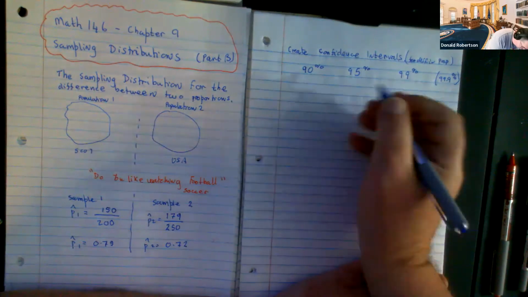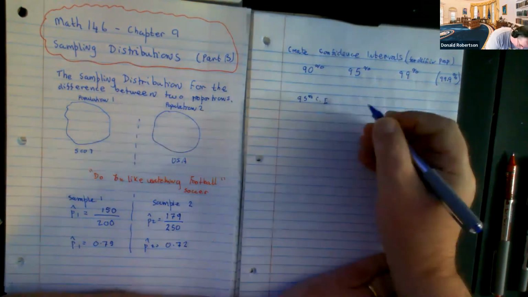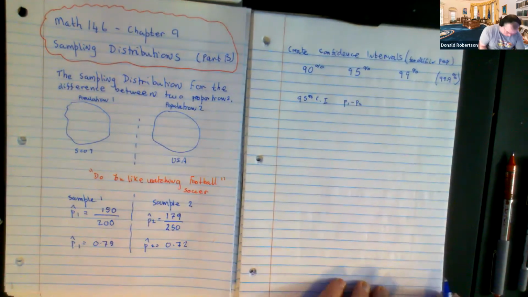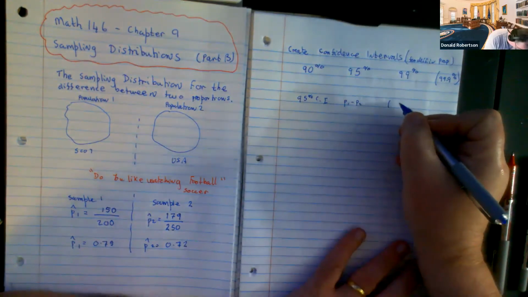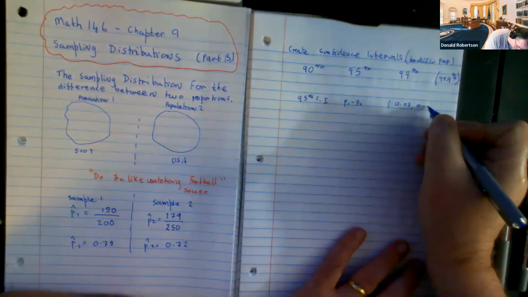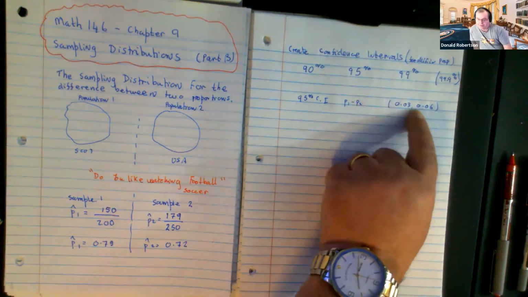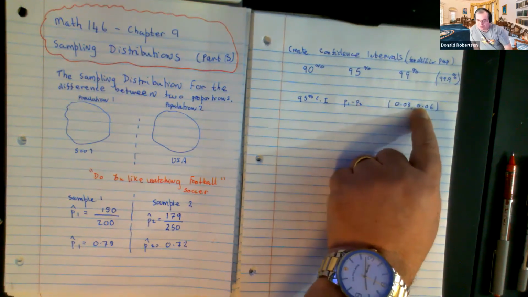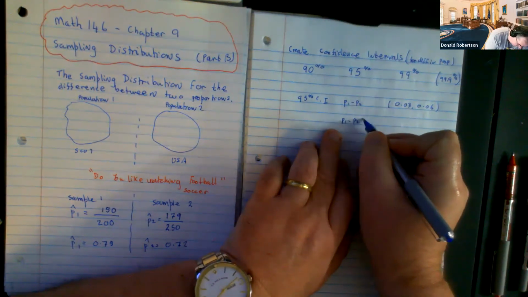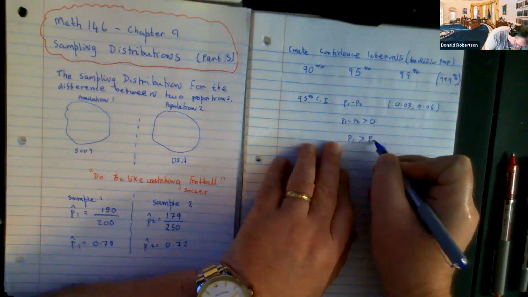Can you imagine, let's just say I got a 95% confidence interval for the difference between the two groups, between P1 and P2. If that interval was 0.03 to 0.06, that is all positive, right? You agree? All of these numbers are positive. Now that means that this is positive. That means this is true.